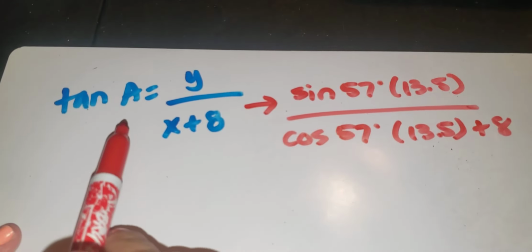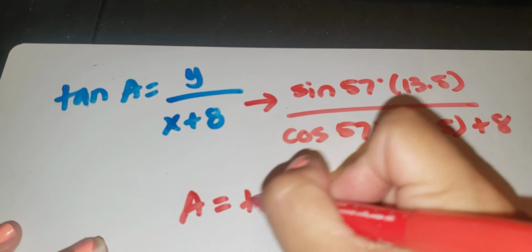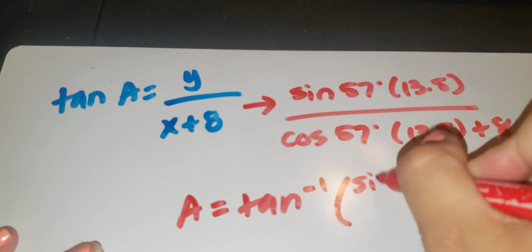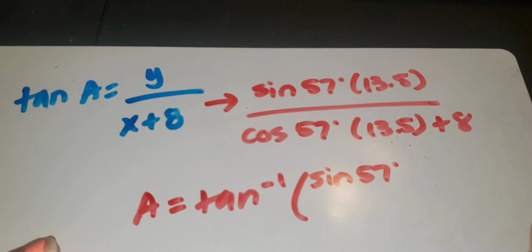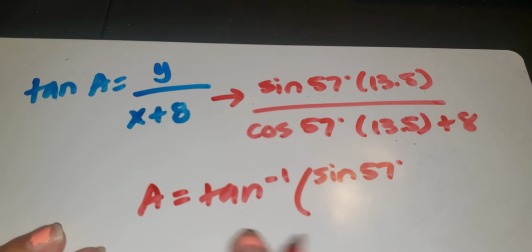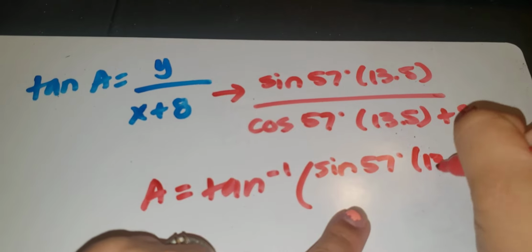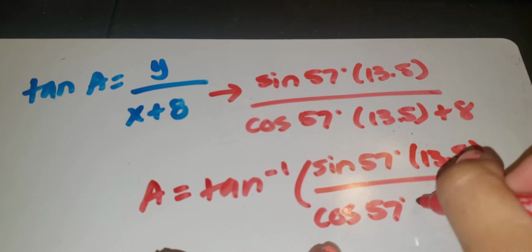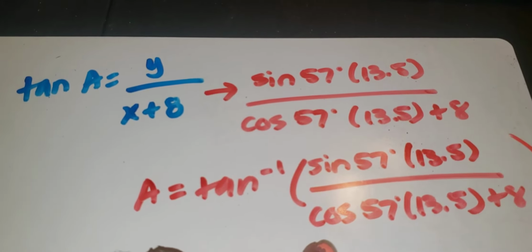Since we're going to be solving for a because we don't know what a is, you could just now at this point say a equals tangent inverse, and then just plug this in your calculator. Otherwise, you're going to be plugging it in twice. So just do it one time. Don't plug anything in your calculator, just do the work here. Isolate a. So sine of 57 times 13.5 over cosine of 57 times 13.5 plus 8.